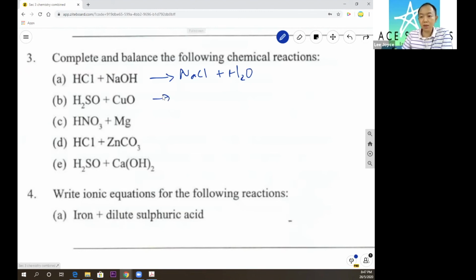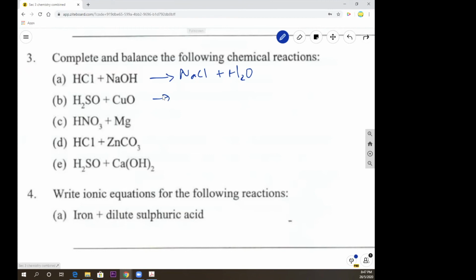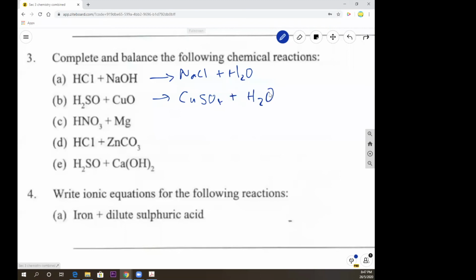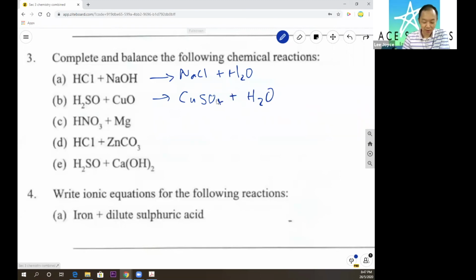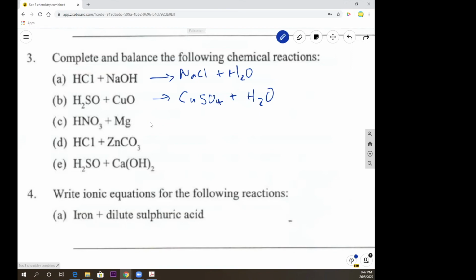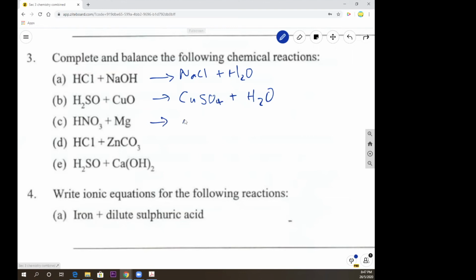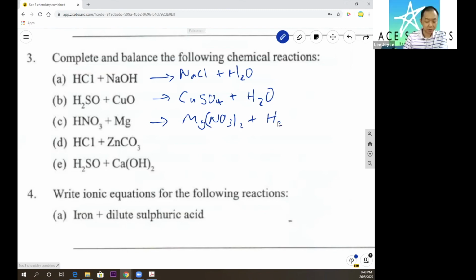H2SO4 plus CuO. Copper sulfate. Awesome, man. Plus what? Plus water. Oh, yeah. Awesome, man. Professional chemist. Is it balanced? Yes. Very good. HNO3 plus Mg. Magnesium nitrate plus H2. Acid plus metal give salt plus hydrogen gas. Awesome, man. Next one.